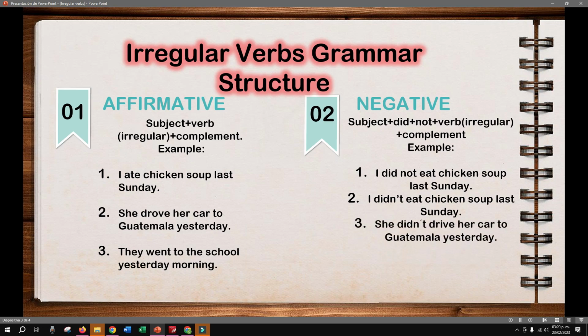She didn't drive her car to Guatemala yesterday. Again, you have the subject, the auxiliary plus the word not, then the verb in the base form, right? They didn't go to the school yesterday morning, right? That is the negative form there, right?